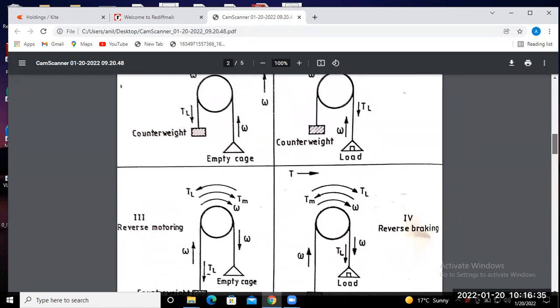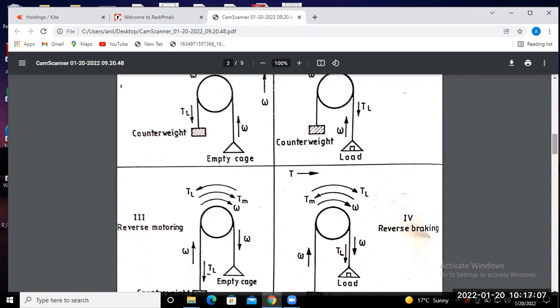Suppose the motion of the load and intermediate load is in the first quadrant in the upward direction, and in the first quadrant and second quadrant in the upward direction. But in reverse motoring mode or reverse braking mode, the motion is in the downward direction, load and intermediate load. So this type of requirement we may use in industrial applications.